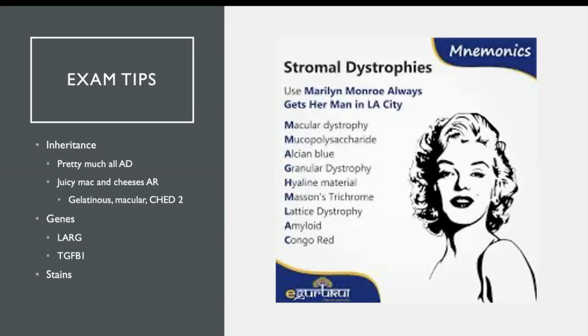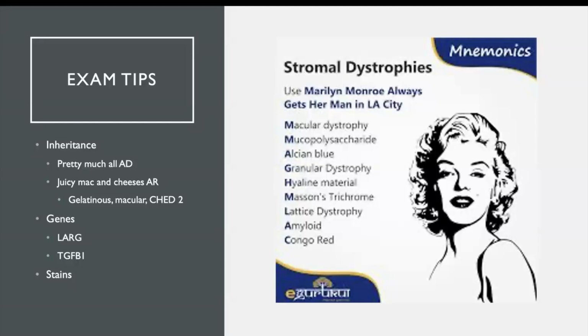And then with your stains, you may have come across this acronym. Marilyn Monroe always gets her man in LA City. If you just go through that, it tells you the dystrophy, then what's actually being deposited, and then how you stain it. And that was the easiest way to remember these things. So, these little tricks you can pick up from different question banks and things like that when it comes to trying to remember these for your exams.